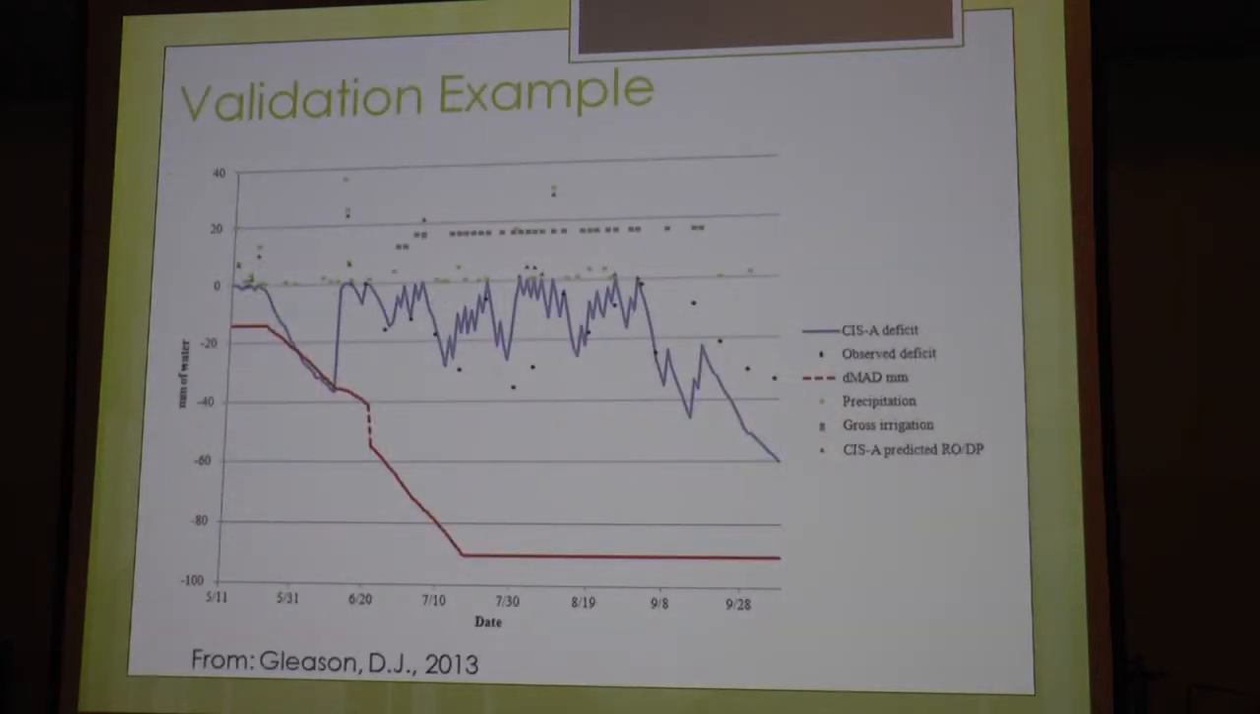This is an actual field validation graph. I know there's a lot of dots and junk up here. It's a very busy graph. It's the same type of graph as we were looking at before, where that red line is your maximum allowable depletion. This is a cornfield near Greeley. The blue line is your soil moisture deficit. Those dots are either irrigations or precipitations, and those black lines are actual measurements, and the blue lines are what the tool predicted. And it's relatively close.